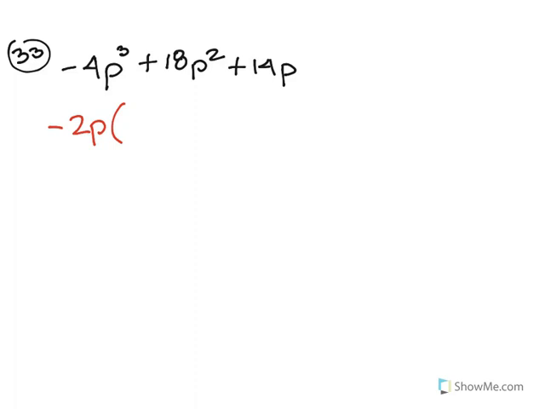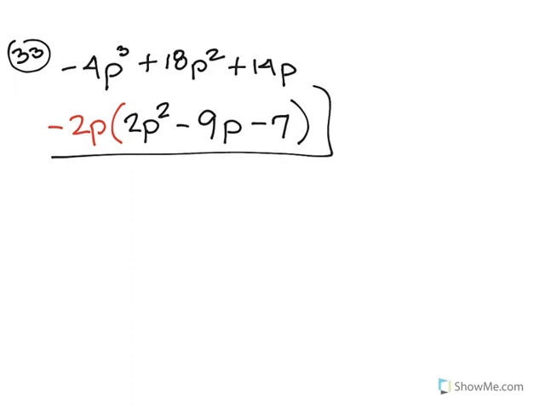So that's going to leave us with 2p squared. Then negative 2 into positive 18 gives us a negative 9. P squared minus p is just p. And then negative 2 goes into 14. That's a negative 7. And the p's cancel. So you're left with negative 2p on the outside. And then you have 2p squared minus 9p minus 7. Okay? And all they want you to do here is do that one by GCF. So that's as far as we would need to go.